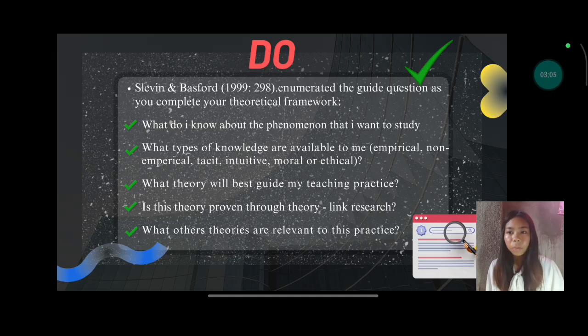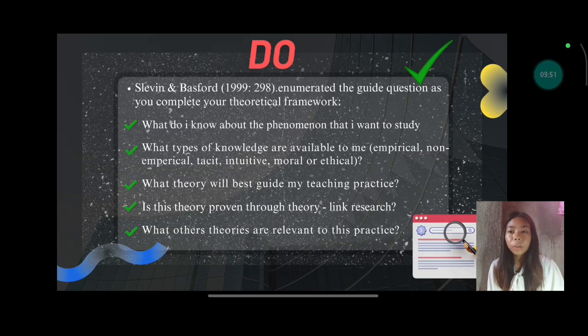Next is, what types of knowledge are available to me? Empirical, non-empirical, tacit, intuitive, moral, or ethical. And next is, what theory will best guide my teaching practice? This is basically what I've been telling you from the start. What is the theory that can guide you in your research?